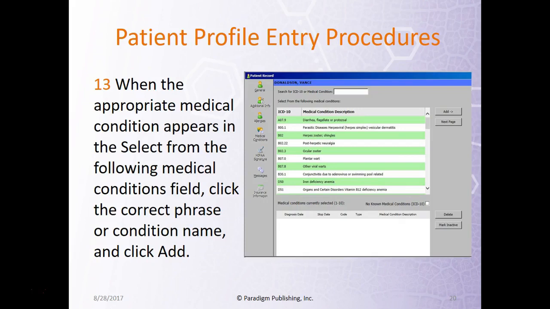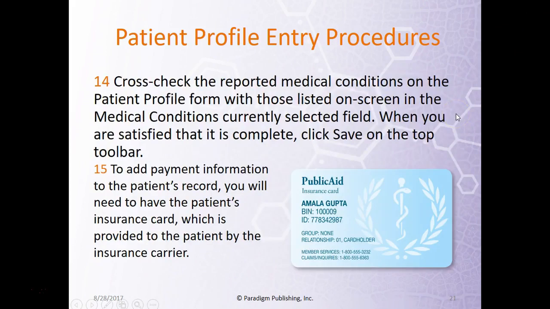When the appropriate medical condition appears on the select from the following medical condition field, click the correct phrase and condition name and click Add. So you'll click on the correct one and then click Add. Cross-check reported medical conditions on the patient profile form with those listed on the screen in the medical conditions currently selected field. When you are satisfied that it is complete, click Save at the top of the toolbar.